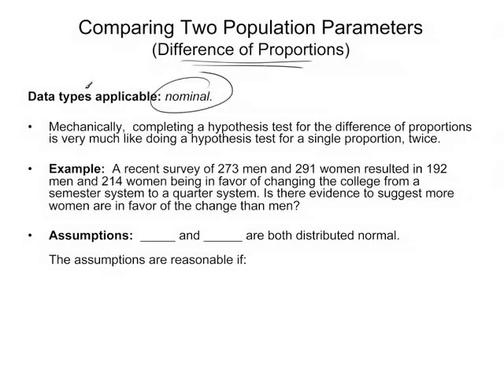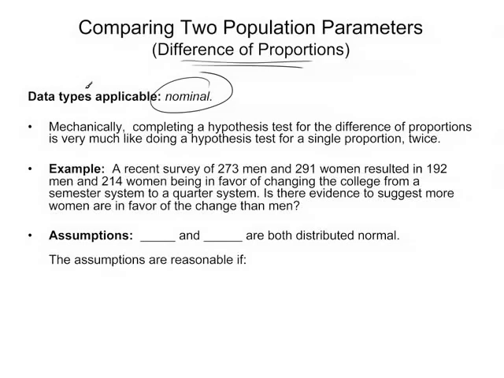If we're recording the number of women that were in favor of something, there would be yes or no, and all those yeses or nos we can calculate proportions from, but the yeses and nos are in fact nominal. Okay, so let's take a look at this example.